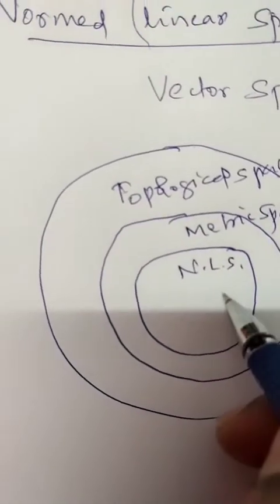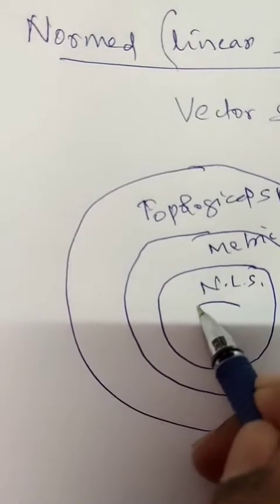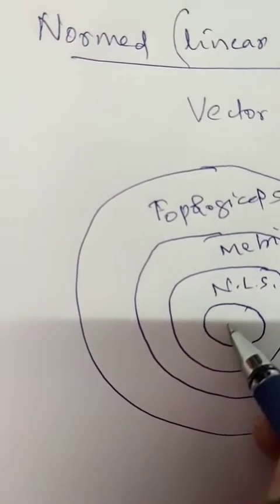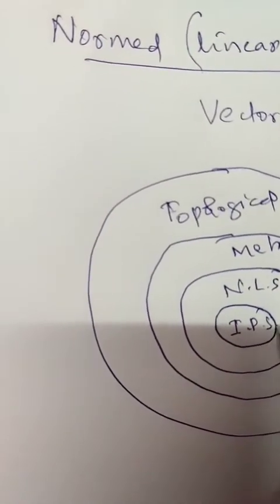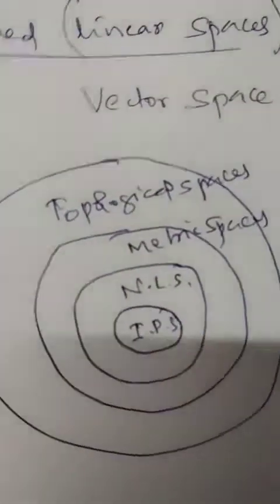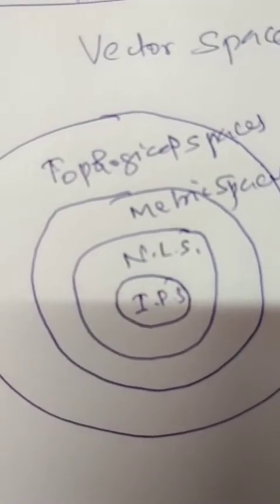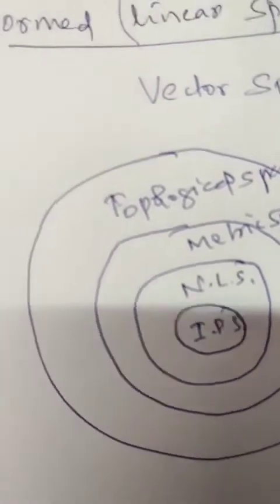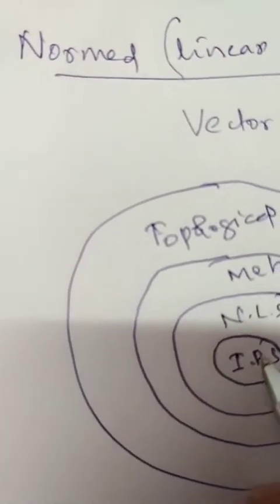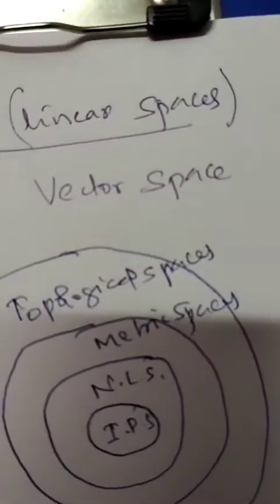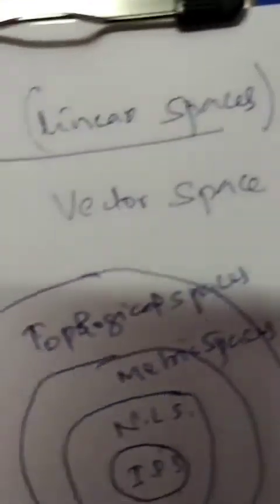And on this normed linear space, if we introduce the inner product, it becomes an inner product space. This is the hierarchy of spaces. The biggest one is the topological space, next the metric space, next the normed linear space, and then the inner product space. Also, we will define another one, which is the Hilbert space. Later we will discuss it in the next chapter. Now I will come to the formal definition of a norm of a vector.